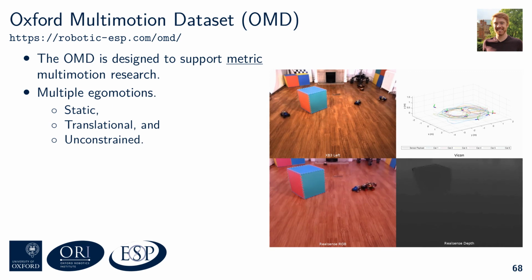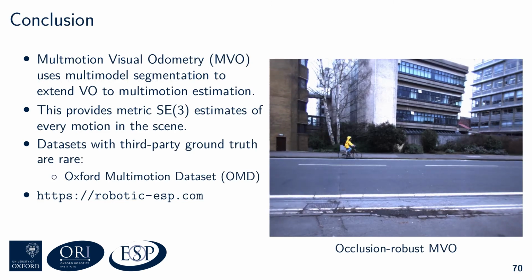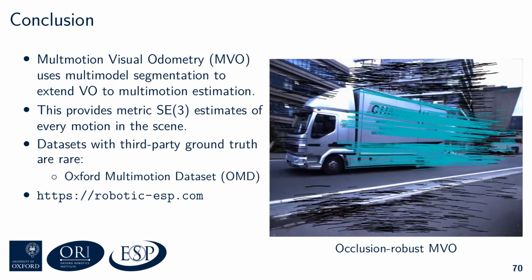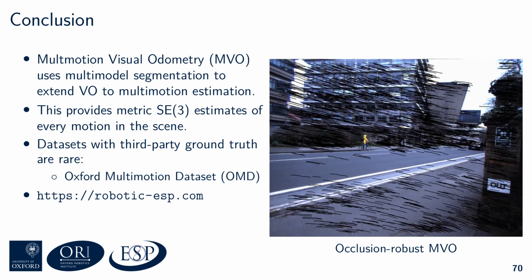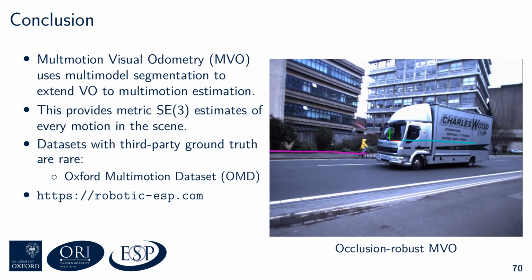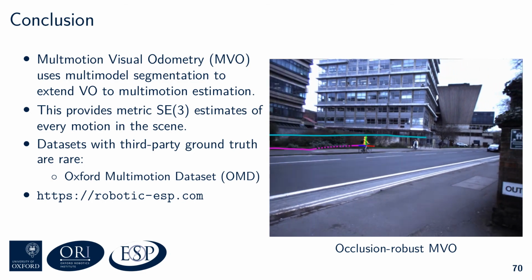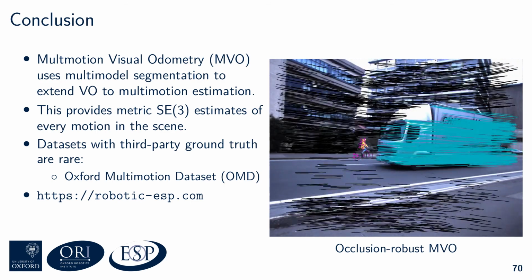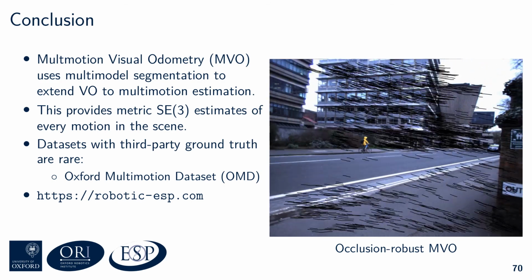robotic-esp.com/OMD. Anyway, thanks for taking the time to watch this talk on how we've used multimodel segmentation techniques to extend the visual odometry pipeline to the multi-motion estimation problem. Our algorithm, Multimotion Visual Odometry, or MVO, provides metric SE3 estimates of entire dynamic scenes without having any prior knowledge about the nature or number of motions.